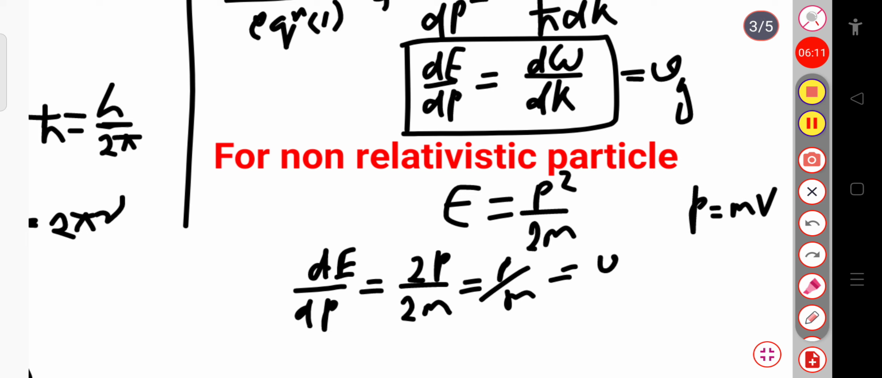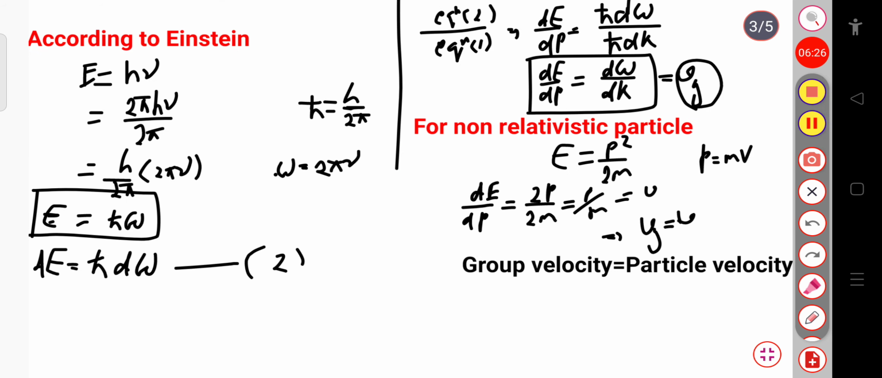So finally, dE by dp is nothing but the group velocity Vg, and Vg equals the particle velocity v. That is, the group velocity is equal to the particle velocity. So this is our final expression, Vg equal to v, for the non-relativistic particle.